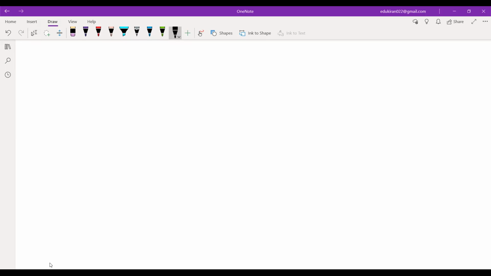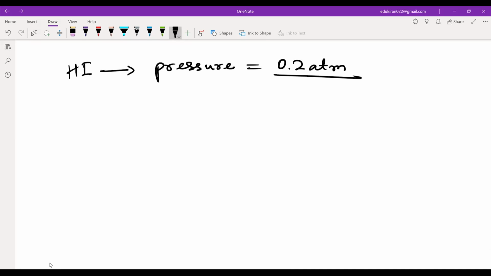A sample of HI is placed in a flask at a pressure of 0.2 atm at equilibrium. Wait, how much pressure have they given? 0.2 atm. The pressure will stay the same. So they have given the pressure as 0.2 atm. This is going to be the pressure of the flask, it is going to be constant, that is 0.2 atm. And then they have asked at equilibrium the partial pressure of HI. They have given the partial pressure of HI, it is equal to 0.04 atm.